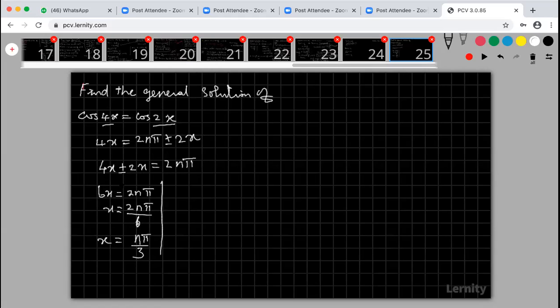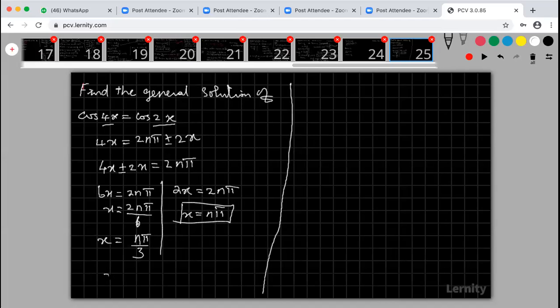When I'm subtracting, 4x minus 2x, that is 2x equal to 2n pi. So therefore, 2 cancels, and I will get x equal to n pi. So either x is equal to n pi by 3 is the solution, or x is equal to n pi is the solution. Please try to understand, both are solutions. So therefore, my x is equal to n pi by 3, comma, n pi. All these are solutions of this equation.